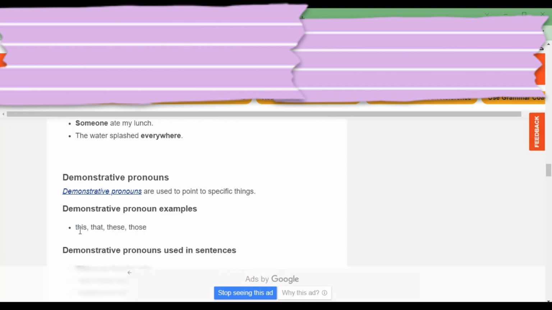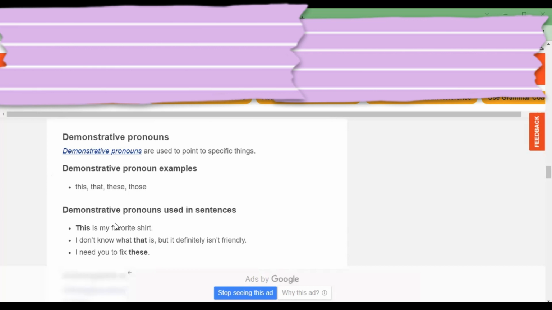Example: this is my ball pen. Singular far: that is a bird. Plural near: these are my things. Plural far: those are goats. Here, demonstrative pronouns used in sentences.